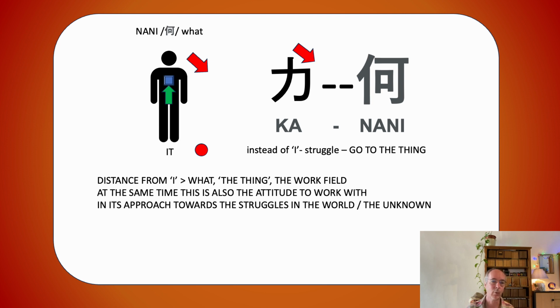So with "what", we take a distance from I, from the thing, and we go from I towards the working field, and that's our attitude to work with. This is the correct attitude. We approach the struggles in the world, the unknown, by naming it. We have a question mark to it. What is it?